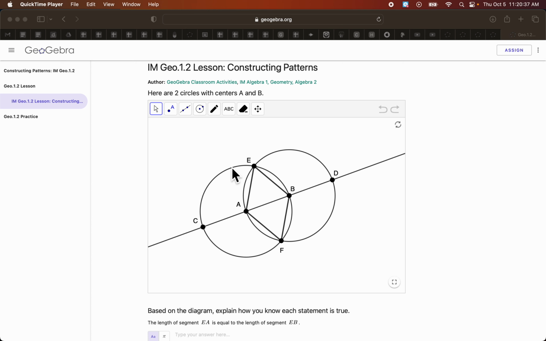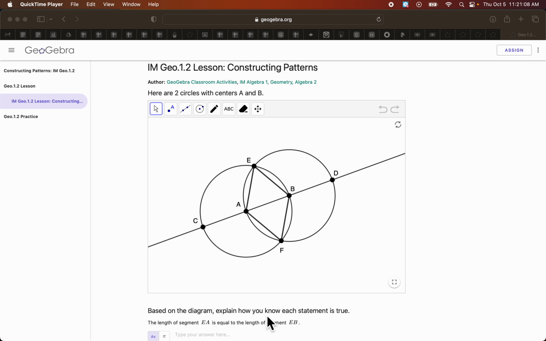So here we're given two circles. They each have centers A for this circle on the left and center B for this circle on the right. So we will talk about these in terms of circle A and circle B. The radius for each one of these is a distance from A to B. Notice that they share that radius, which means that the two circles have to be exactly the same size.